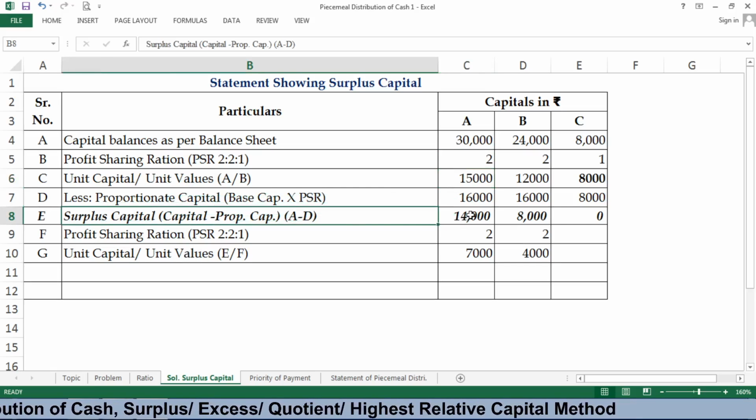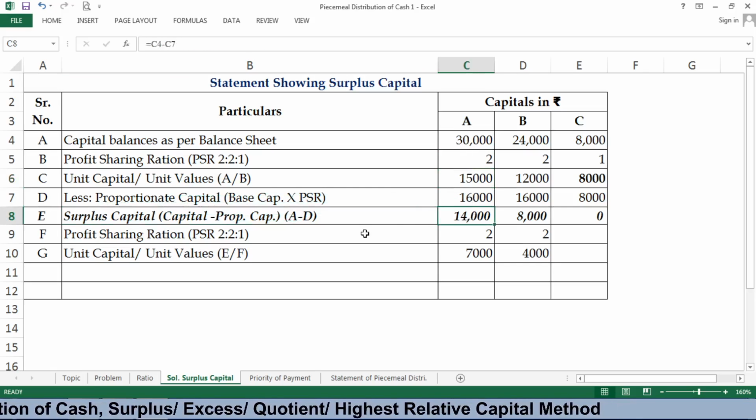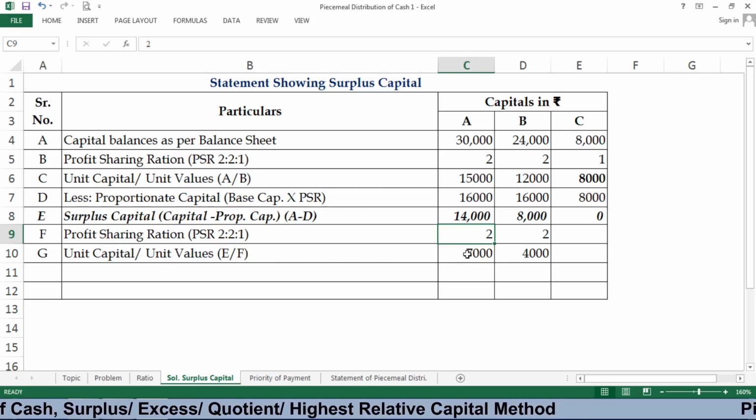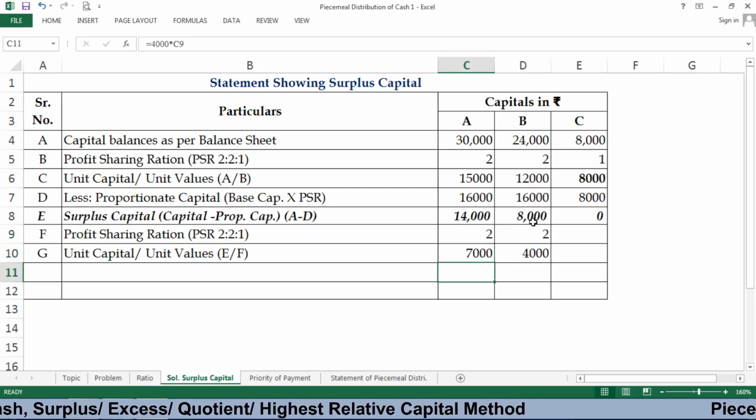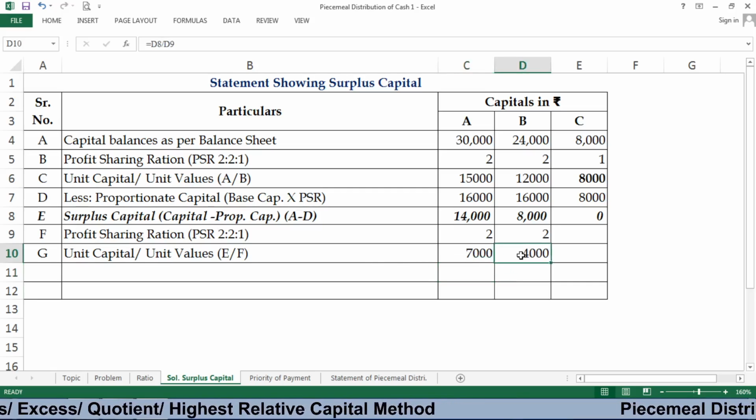Now we have a capital of 14,000 in case of A and its profit sharing ratio is 2, so we will divide by 2, then our unit capital of Mr. A or unit value of Mr. A becomes 7,000 and 8,000 divided by 2, it comes to 4,000. So this is our unit capital. Now we have to see whose capital is less. So here unit capital of Mr. B is less. So his capital will be considered as a capital as a base.